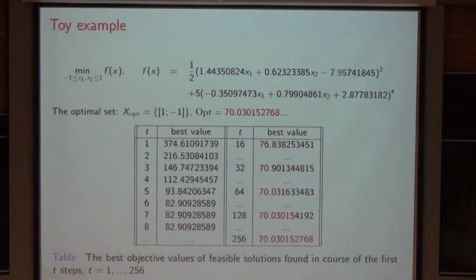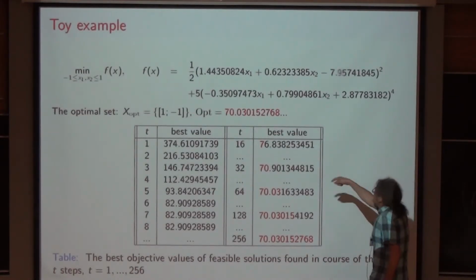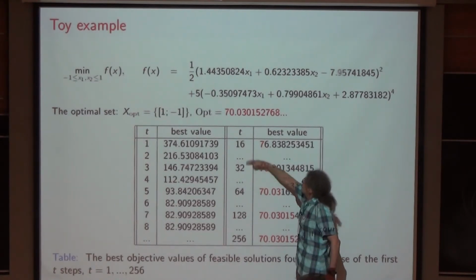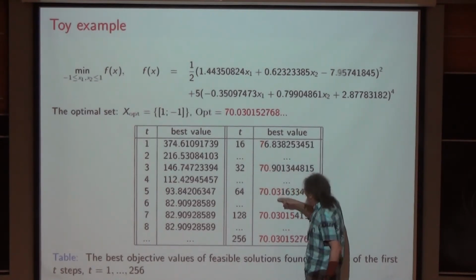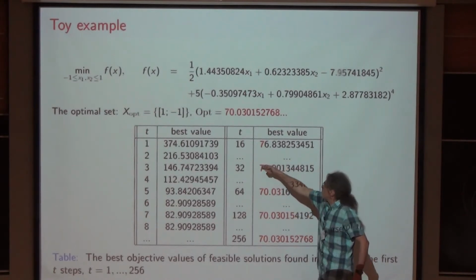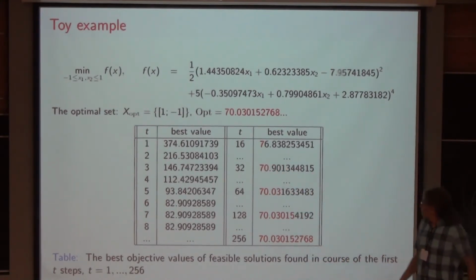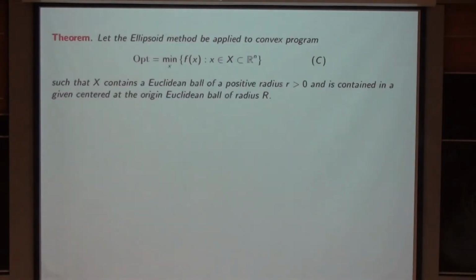If you look at this, you basically see that when you double the number of steps, you double the precision. Each time you double the number of iterations, you double the number of significant digits in the precision.